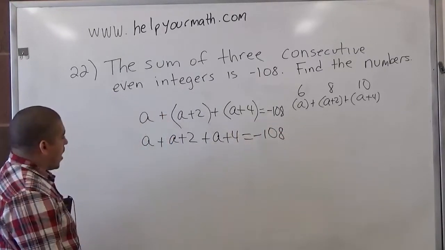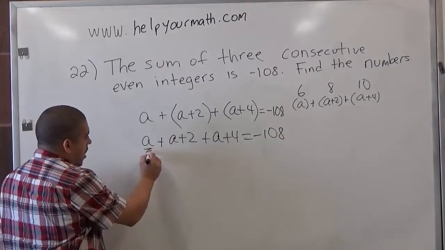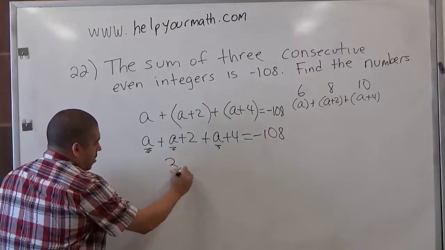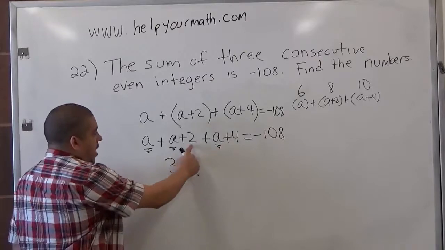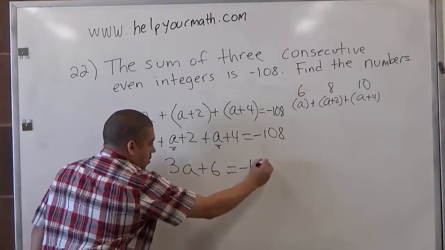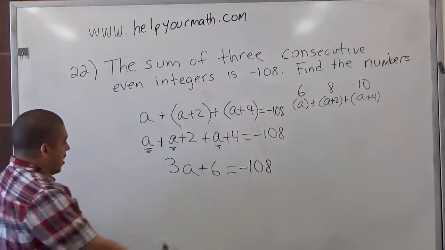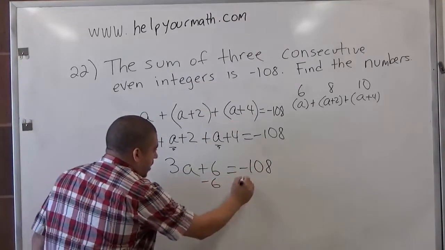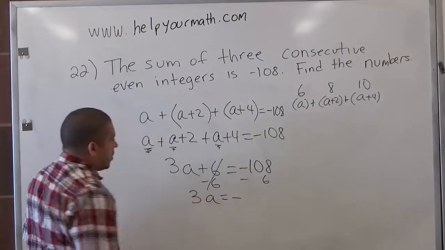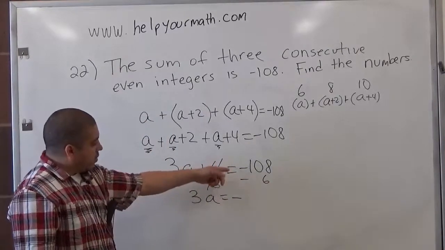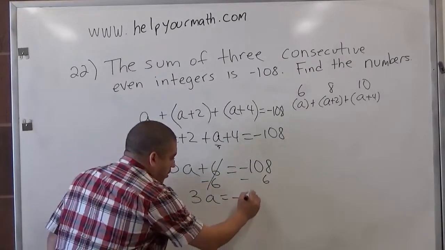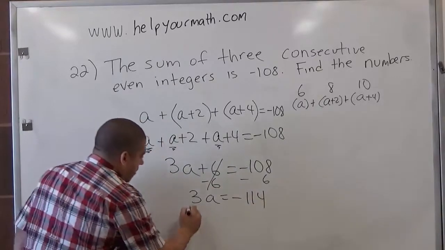So now I'd like to combine my variables. I have an A here, an A here, and an A here, and together I get 3A, and then I have a 2 and a 4, and together I get 6. And then I would have to subtract 6 from both sides. So then I have 3A equals negative. When you're adding two negative numbers, you just add the numbers and keep the sign. So it's negative 114. And then we're going to divide by 3.